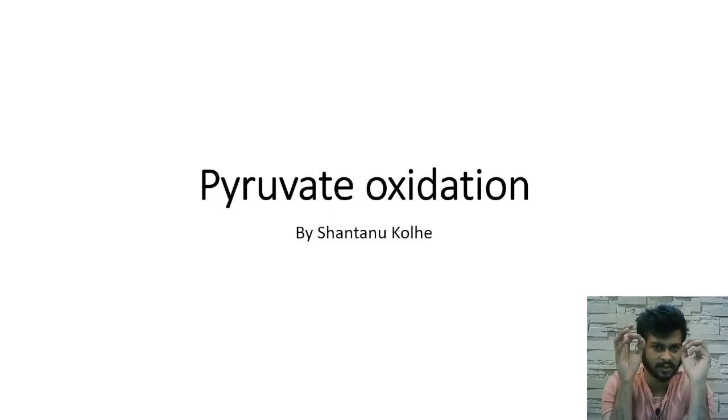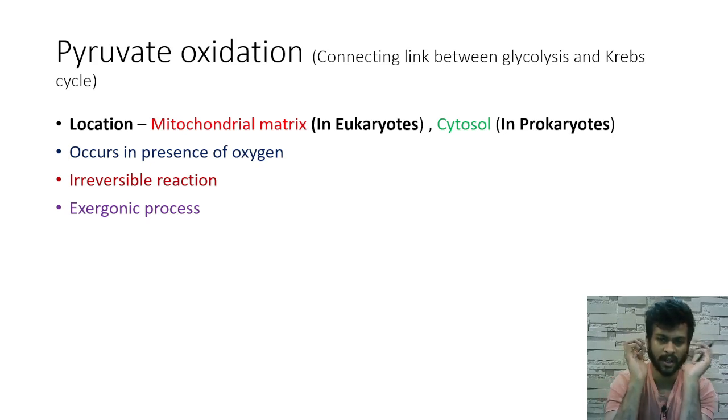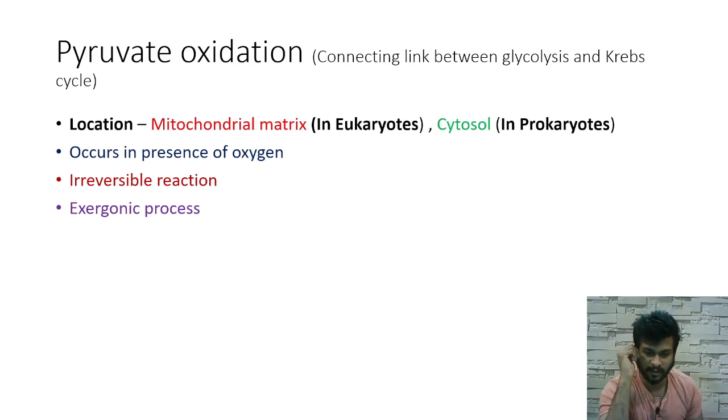In the previous lectures we have discussed glycolysis, regulation of glycolysis, and the first lecture was introduction to metabolism. In this lecture we are going to discuss in detail the process of pyruvate oxidation. Pyruvate oxidation is the connecting link between glycolysis and Krebs cycle. How is it a connecting link?